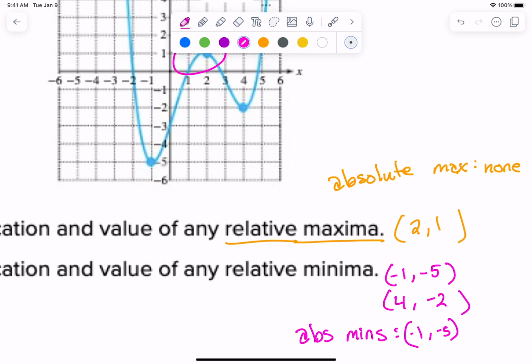They didn't ask for absolute. They're only going to ask for relative. Relative anything is just like the hills and the valleys, right? The highs and the lows.